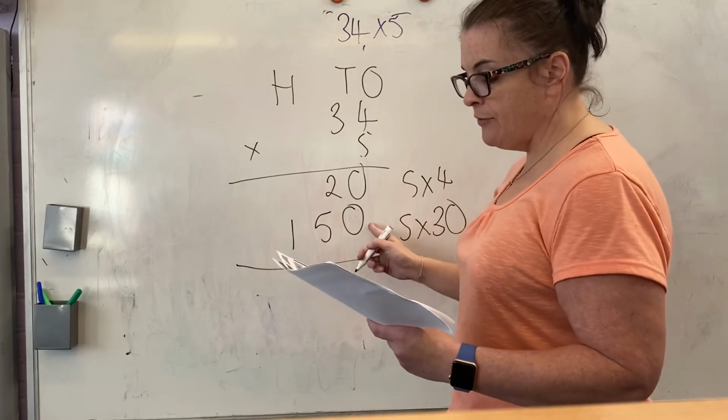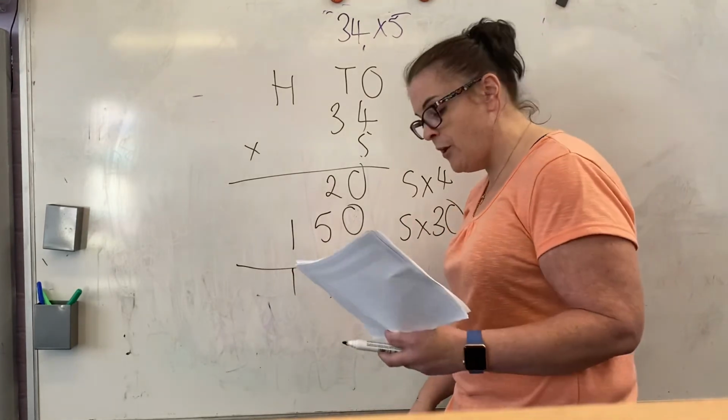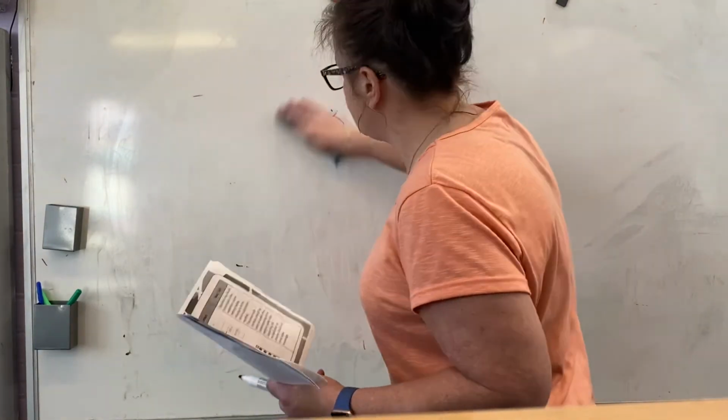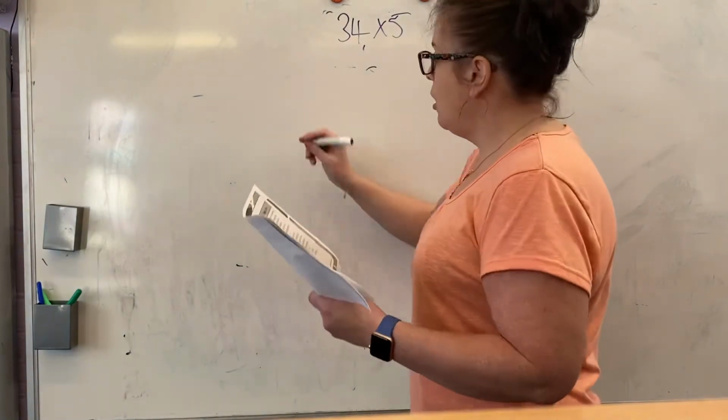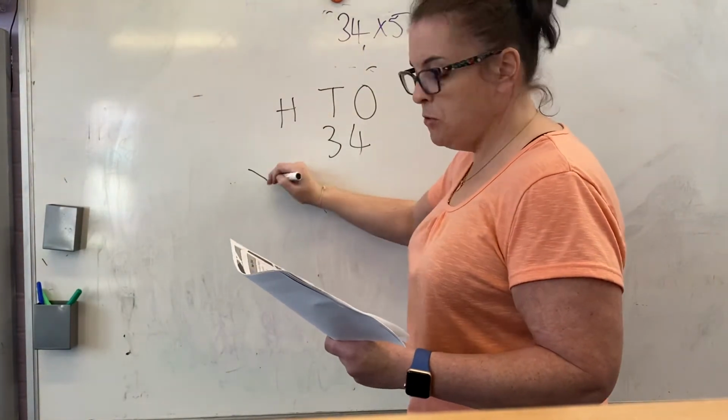Okay, and now I add them up, just like we did with our addition. That's why we do our addition first. Then moving on, okay, to the more complex, the more abstract method. I've got my hundreds, my tens, and my ones. 34 multiplied by 5.